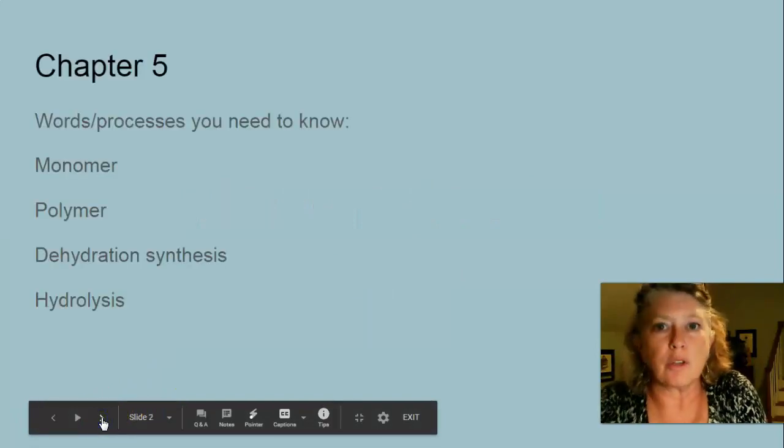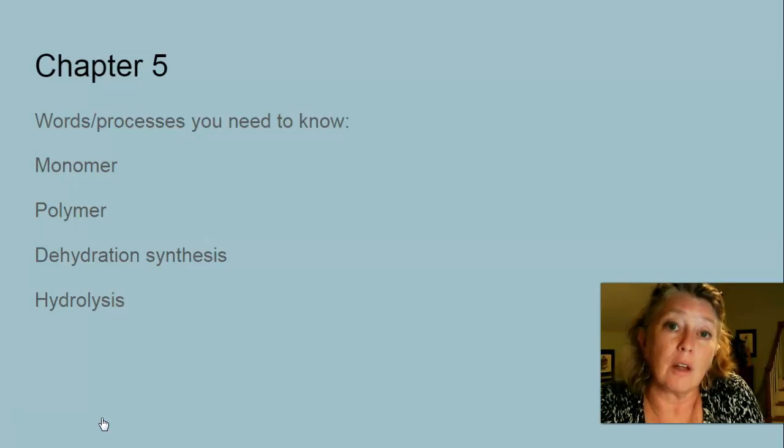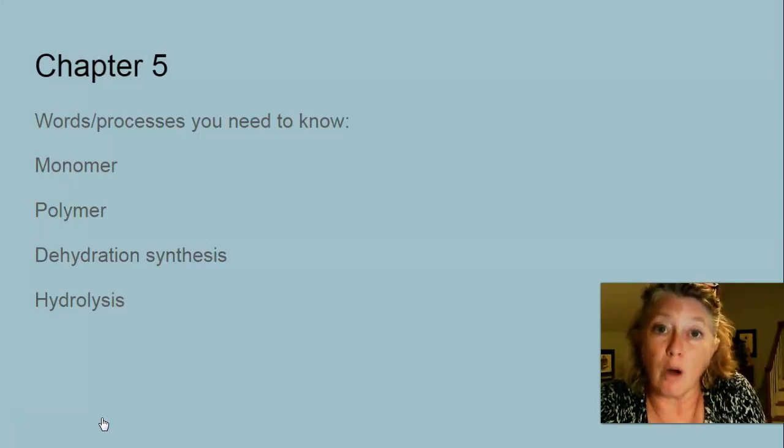Okay, so a couple of words that you need to make sure that you know: monomer, which means a single unit, and polymer, which is many units together. Dehydration synthesis is the process of joining two monomers or two molecules while removing a water. Dehydration means to remove the water and synthesis means to build. So I am building polymers by removing water between the two molecules that are being joined.